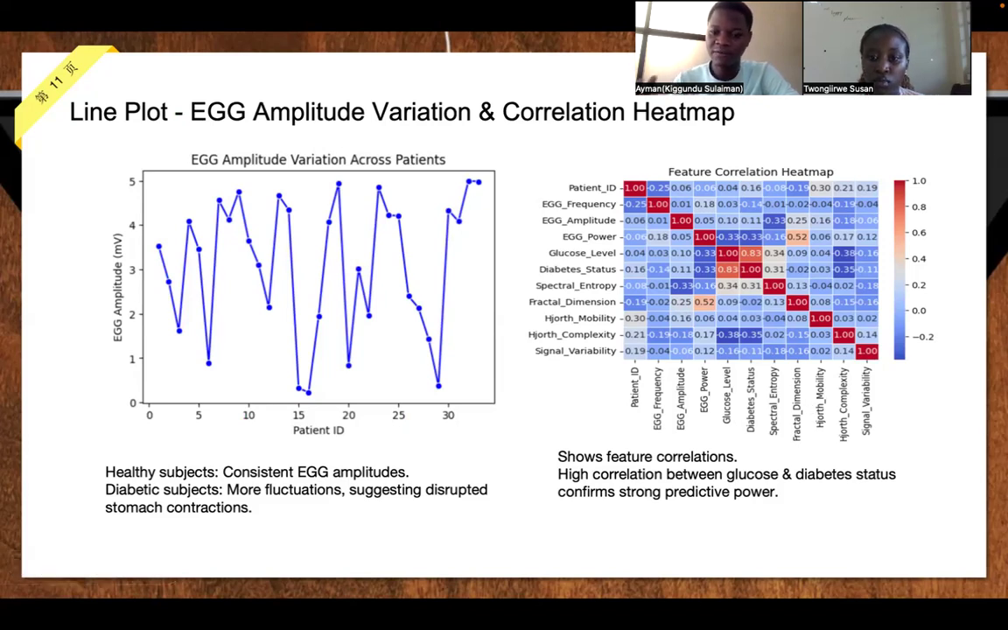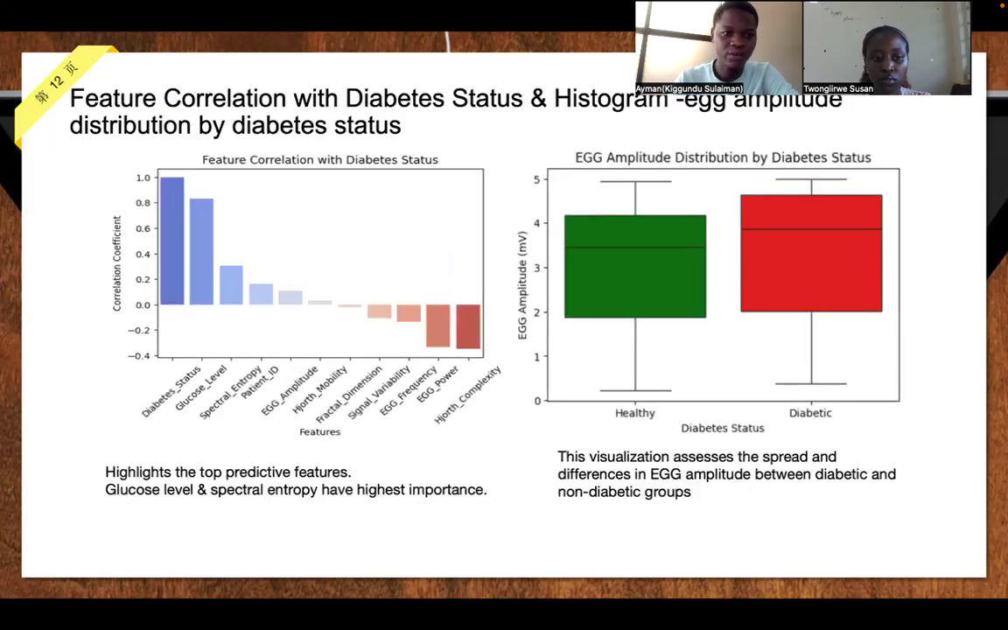All the features that we selected are here, and we're going to see the correlation between all of them to see which are more useful than the others. High correlation between glucose and diabetes status confirms a strong predictive power. So mainly these are the most affecting features. Next we're going to look at the feature correlation with diabetes status. This shows the correlation coefficients against the features. It highlights the top predictive features. Glucose and spectral entropy have the highest importance.